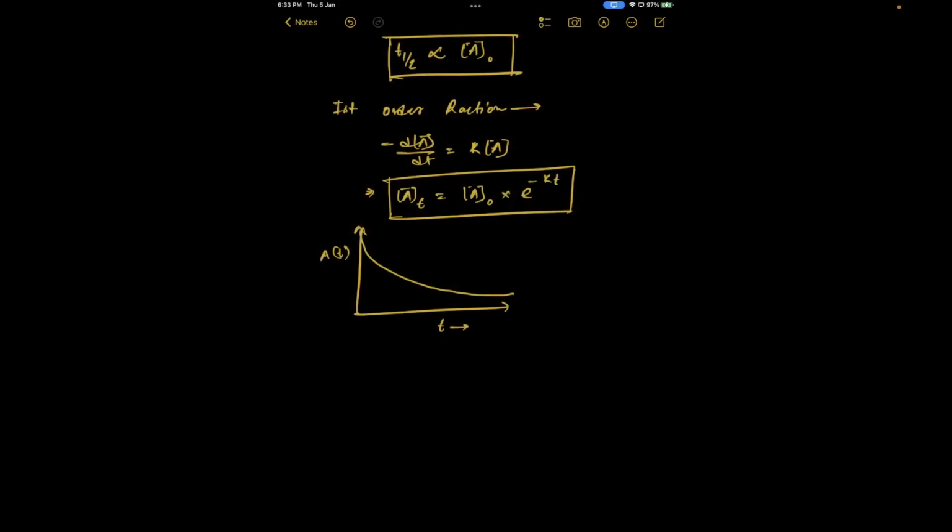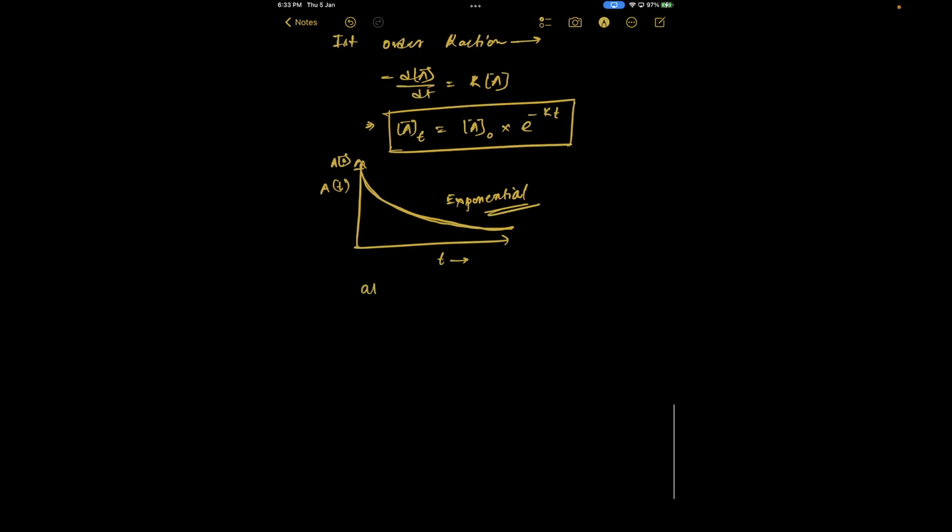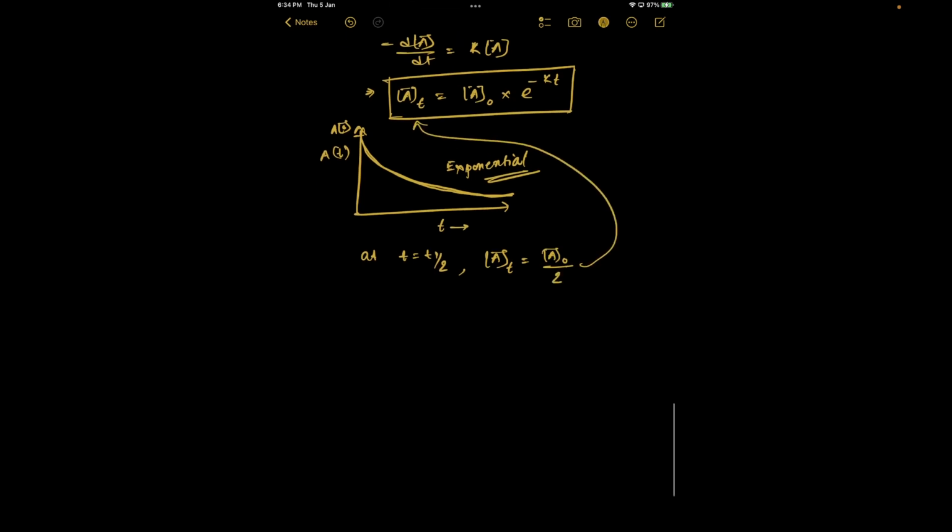So it will be an exponential plot. At time t equal to 0 it will be A0. Then with time t, the concentration of A will decrease exponentially. For the zeroth order reaction it was decreasing by a straight line; now it is exponential. And at t equal to t half, At will be equal to A0 divided by 2. You can put this value here and compute the expression for t half. So t half for this case will be 0.693 divided by k.